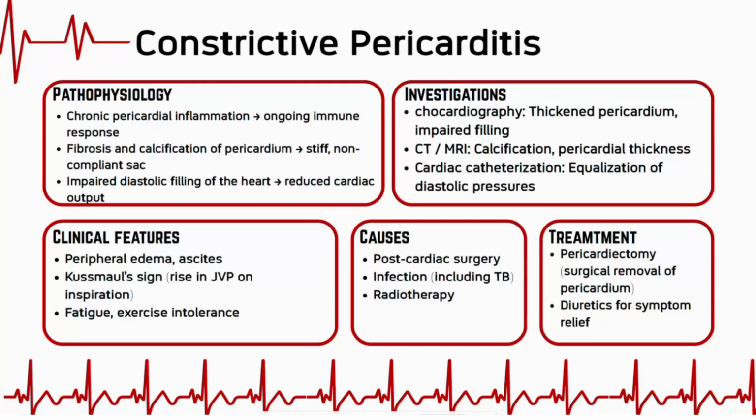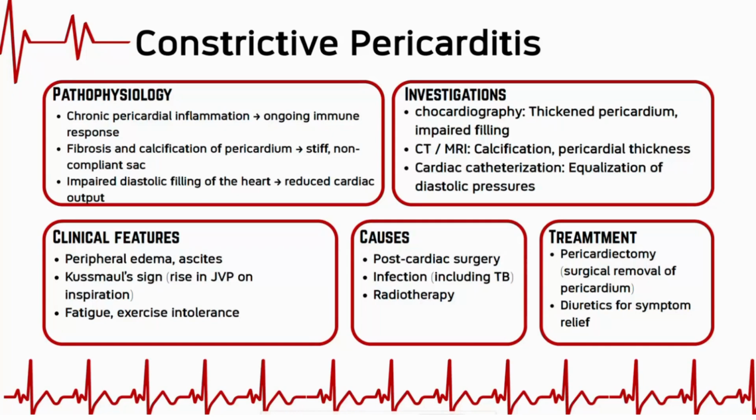We also have the Kussmaul sign. The Kussmaul sign is a rise in the jugular venous pressure on inspiration. How do you examine this? You ask the patient to look to the left or to the right, depending on where you are, and you have a look at the jugular vein. Now you see if that vein is distended or not after you ask the patient to take a deep breath.